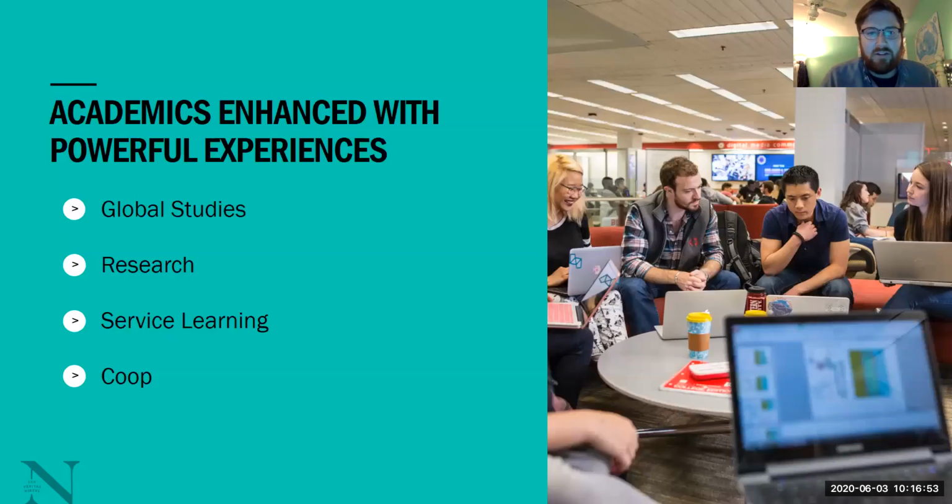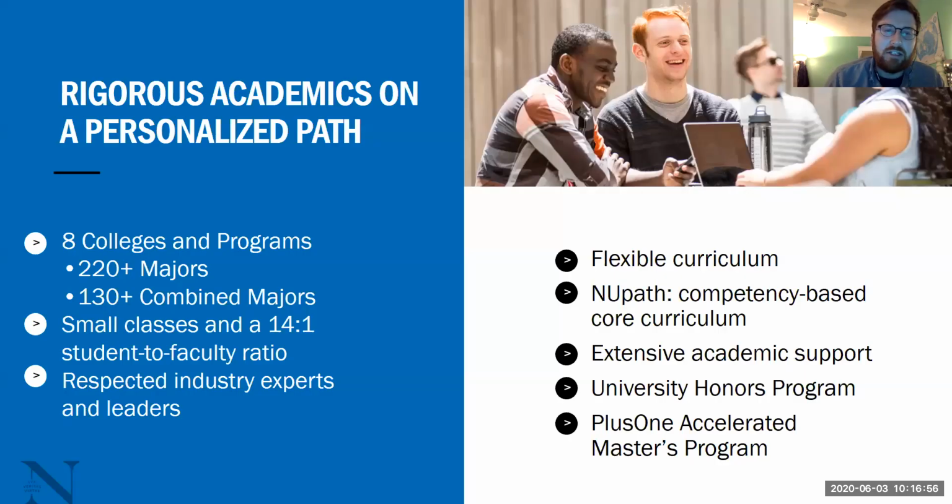The first thing I'm going to start with, we can go back one actually, is just the academic piece of studying at Northeastern. So the thing I really want to emphasize here is the flexibility of our programming. As a larger university, we have the ability to offer students a really broad range of academic programs. We have over 200 majors, and we also have a program called combined majors.